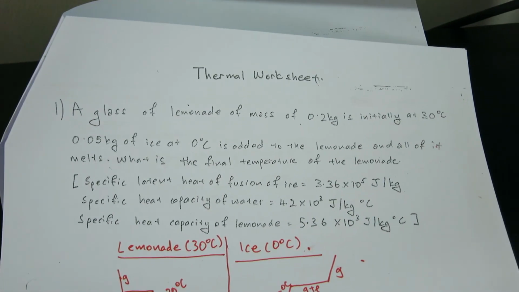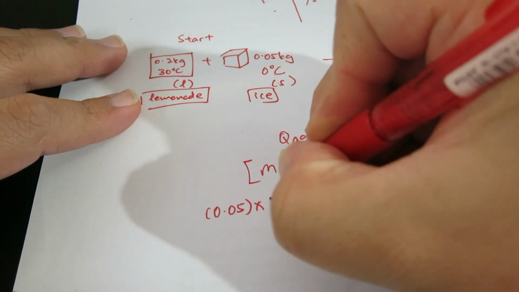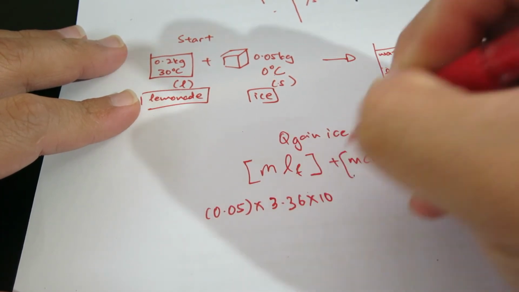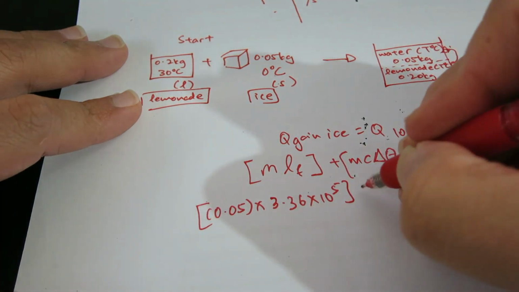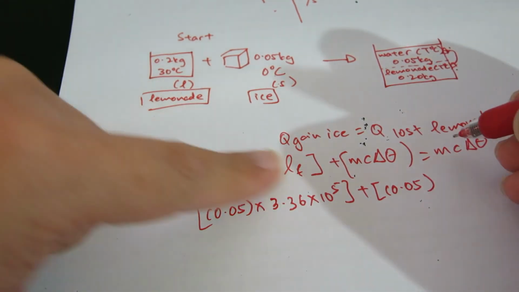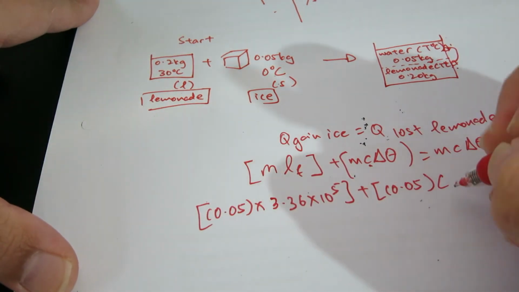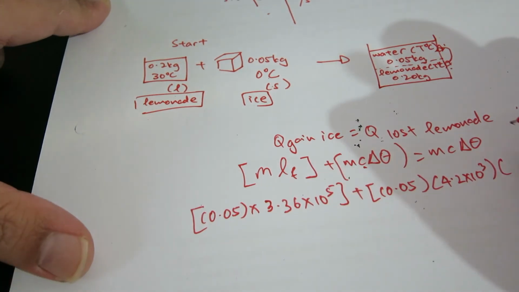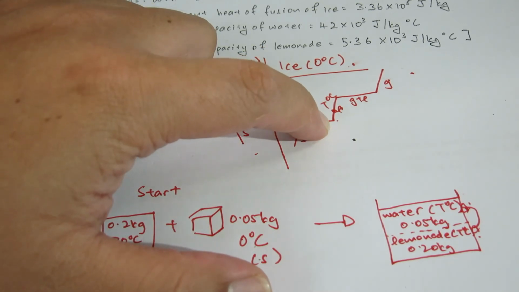I just flashed the question here again, you can have a look. The latent heat of fusion is 3.36 times 10 to the power of 5. So this is done. Then the mcΔθ for the ice, use 0.05 kg of ice. Then for the ice, I need to use the specific heat capacity of water, so it is 4.2 times 10 to the power of 3. Then the temperature change for the ice is from 0 to T.